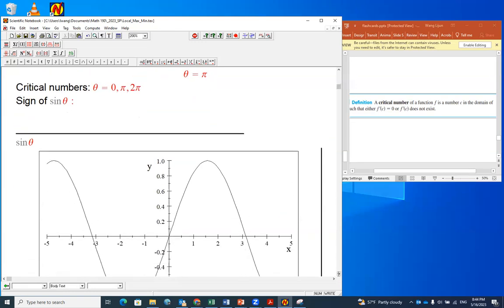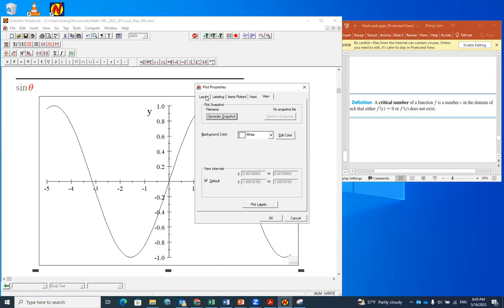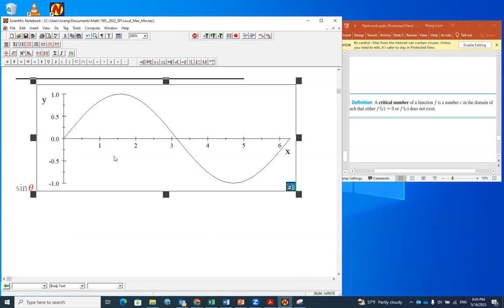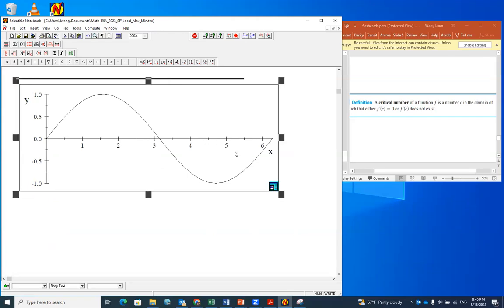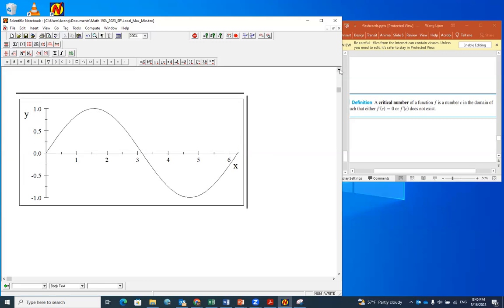Sine theta, okay. This curve is drawn by the software, but we only want to look at the interval between 0 and 2 pi. 2 pi is about 6.3, and here is just 0. So that's sine theta. From sine theta, what can we tell? From 0 to pi it's positive, first quadrant, second quadrant, then third quadrant, fourth quadrant.